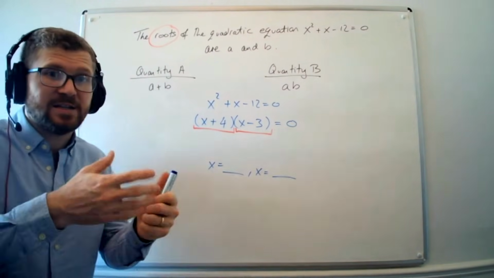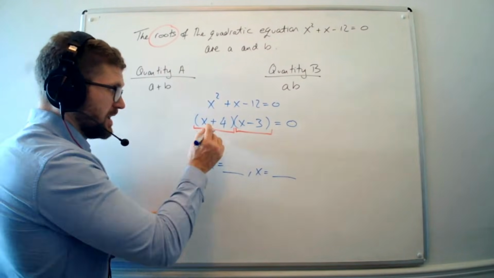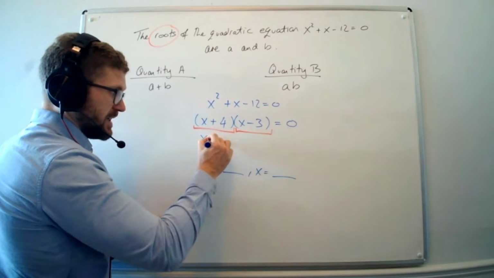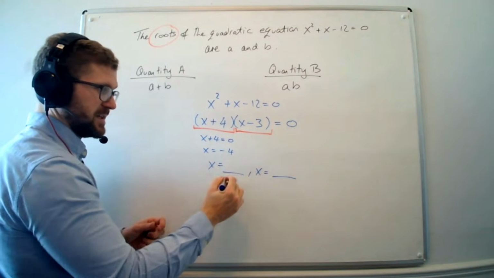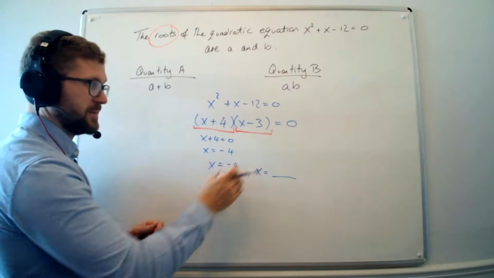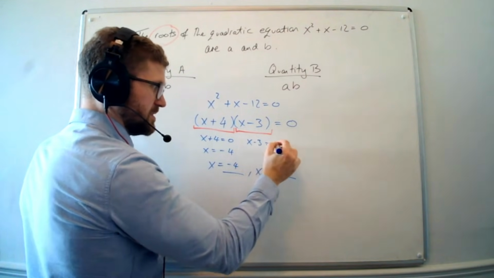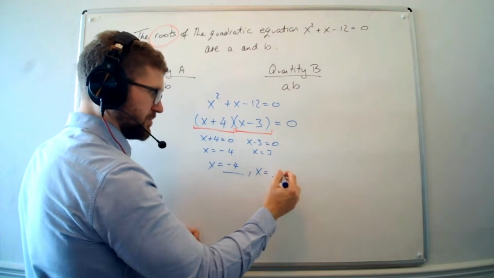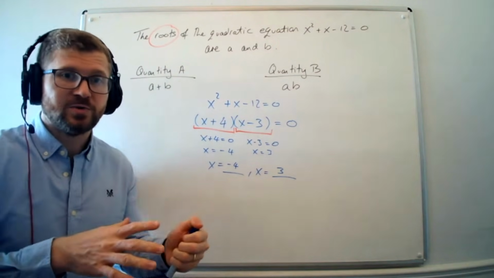Now, in that case, either one or both of them must be 0. So in order to get this 0, I could say x plus 4 is equal to 0, and so that would give me x equals negative 4. So that would be one of the roots. On the second set of parentheses, I could say x minus 3 is equal to 0, and that would give me x equals 3. So x equals 3 would be my second root. So I've got my two roots there.